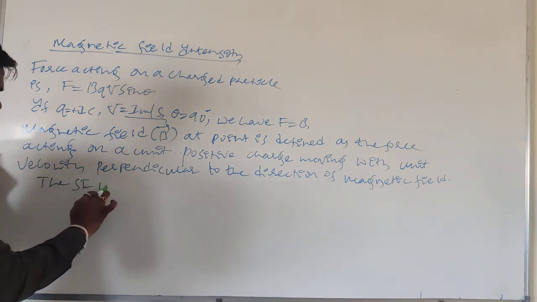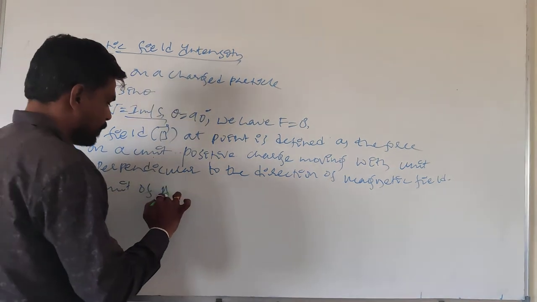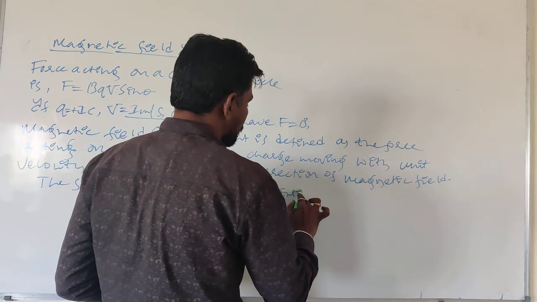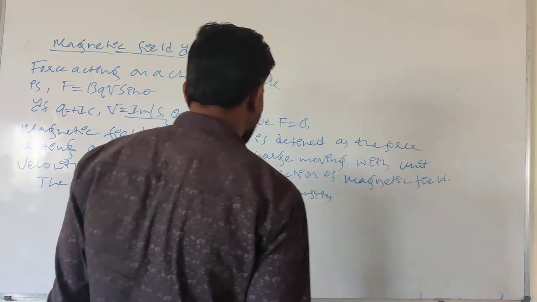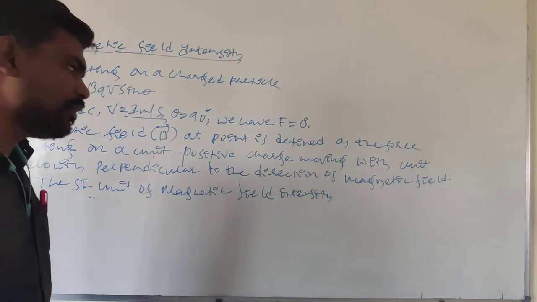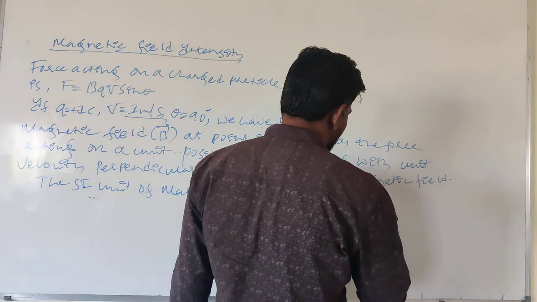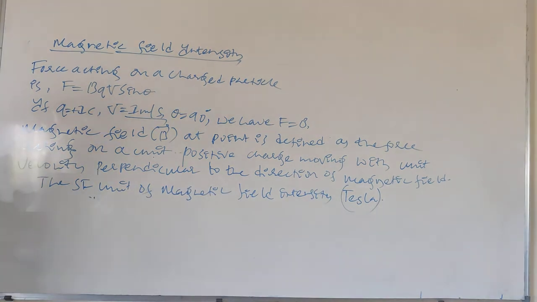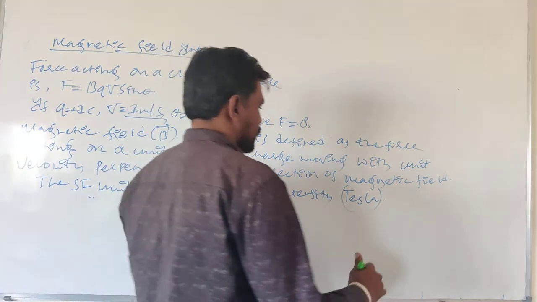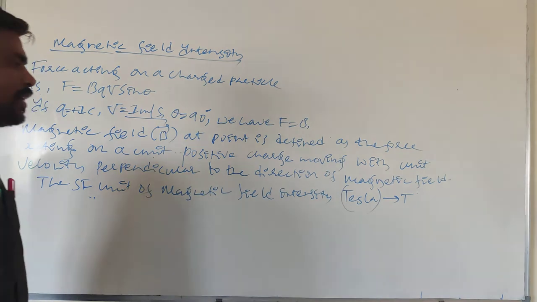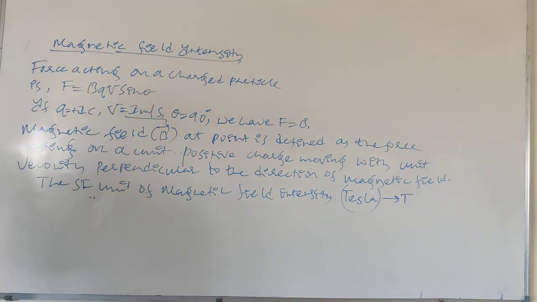The SI unit of magnetic field intensity is tesla. We write tesla and we denote it by capital T. This is very important.